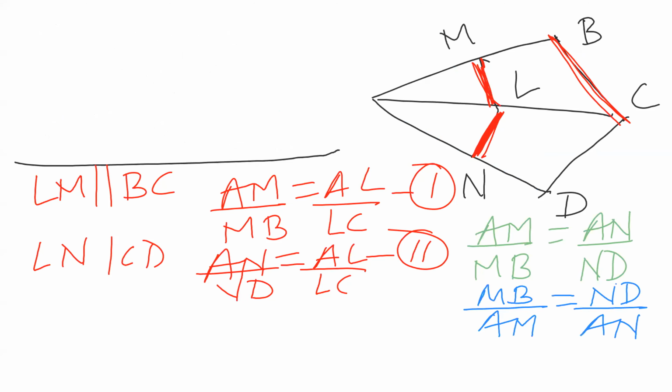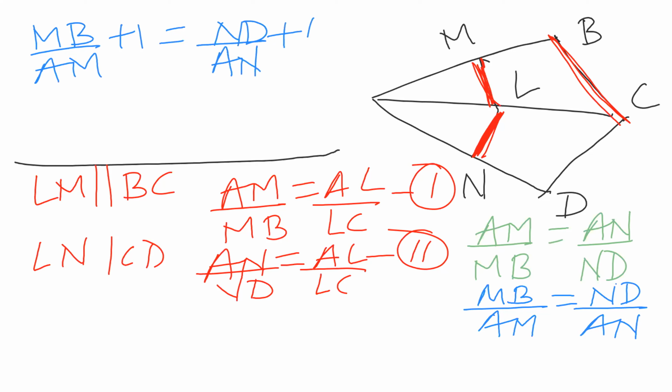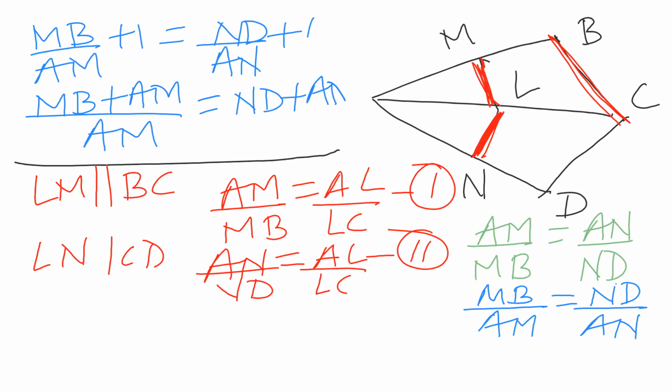The process is called invertendo, you know, right? ND by AN plus 1. So it will become what? MB plus AM by AM equal to ND plus AN upon AN.